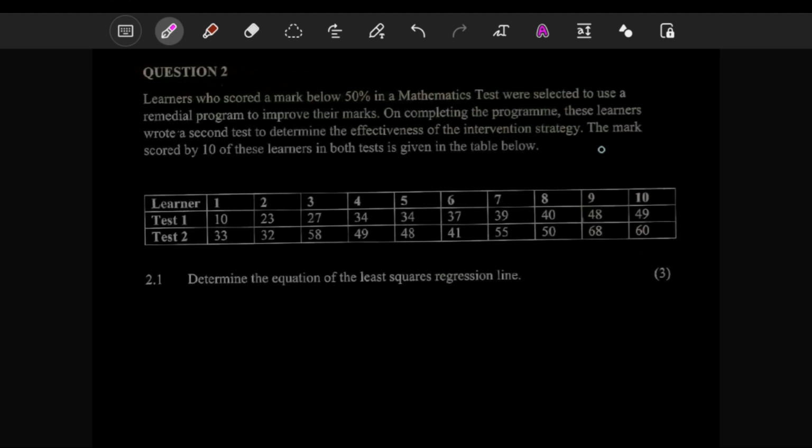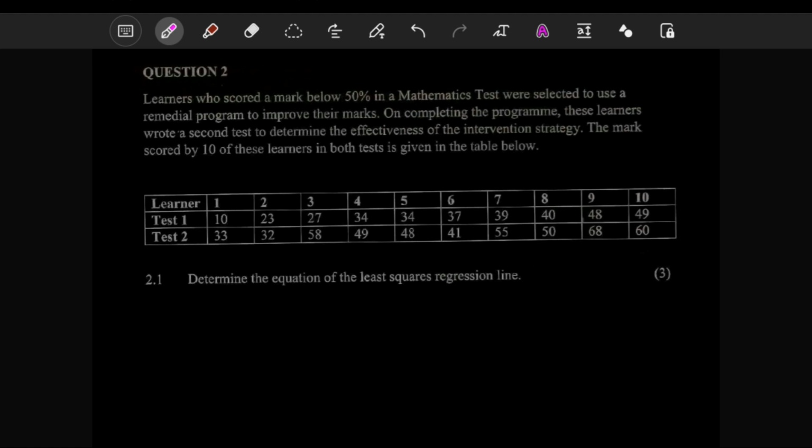Okay. The marks scored by 10 of these learners in both tests are given in the table below. So they're taking learners that got below 50, and these learners were made to write tests.